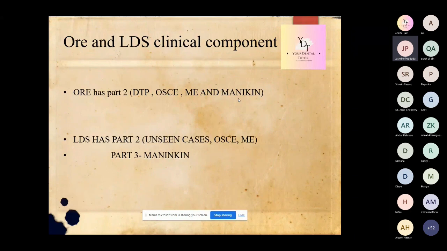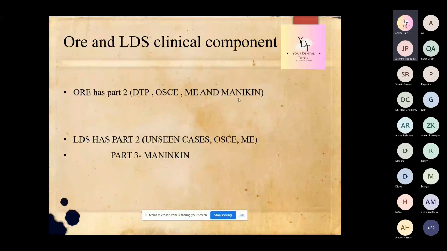Now, once you pass part 2, you're done. Okay. So once you pass with part 2, you're done with part 2, and then you go ahead with the Manikin. So you essentially focus just on Manikin. Say, for example, if you fail in Manikin, you fail in just Manikin. You do not fail in the whole part 2, unlike ORE. So this is a good thing.